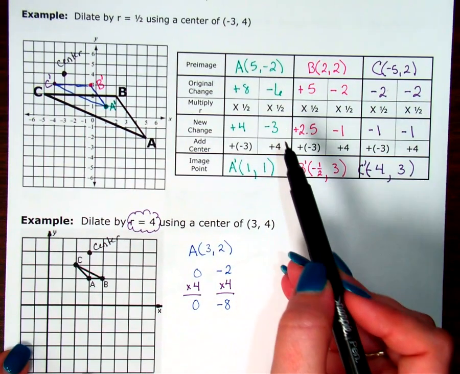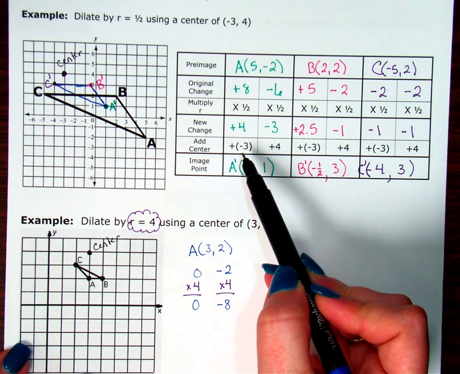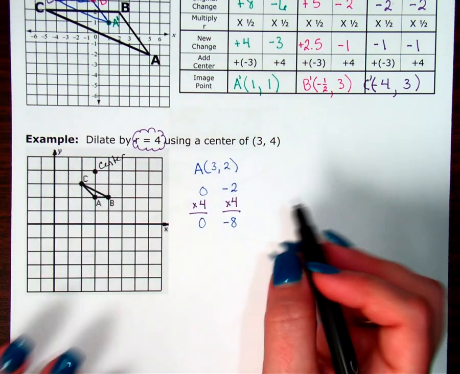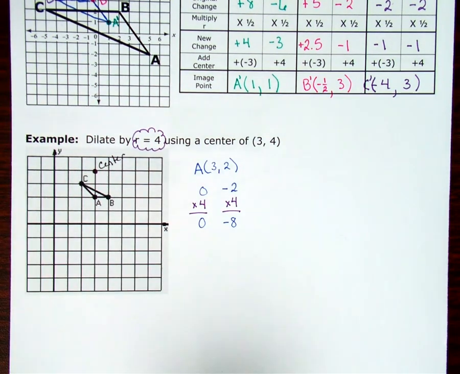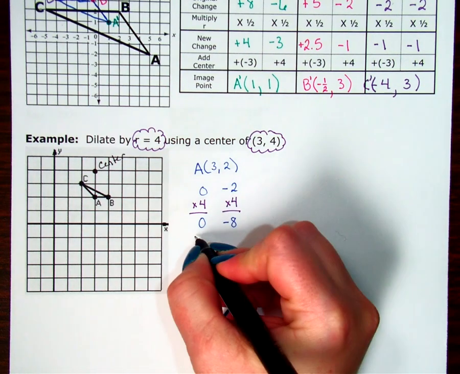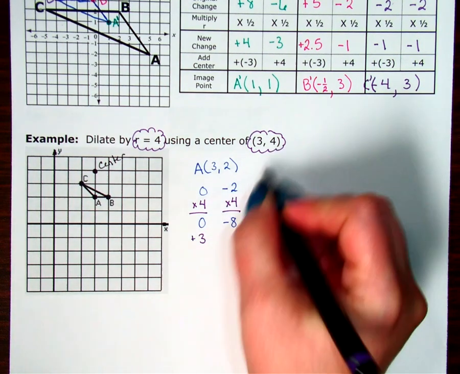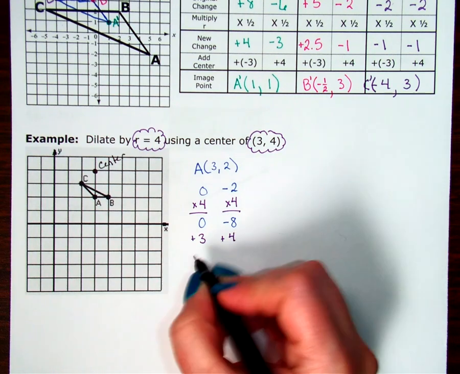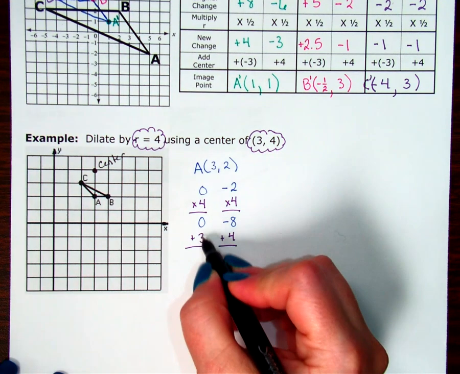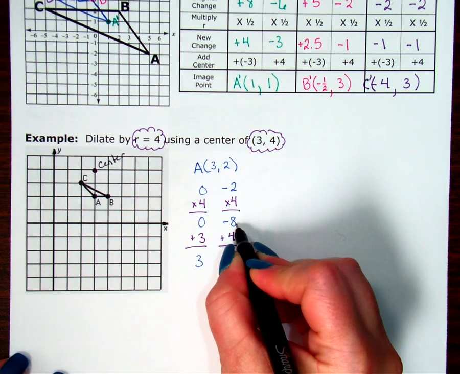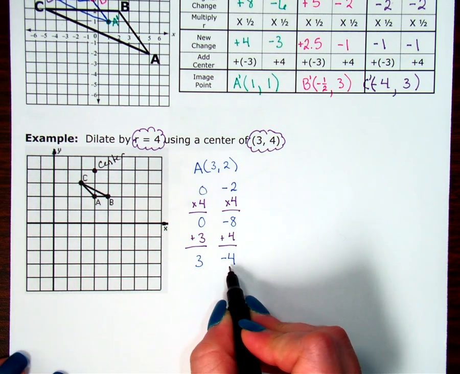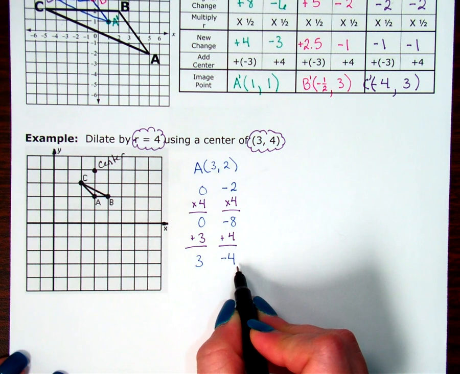Then we're going to take that new change and we're going to add it to the center. So my center is the point 3, 4. So I'm going to add it to 3, and I'm going to add it to 4. And that's going to give me my new image. So 0 plus 3 is 3. Negative 8 plus 4 is a negative 4. So my new point is at positive 3, negative 4.